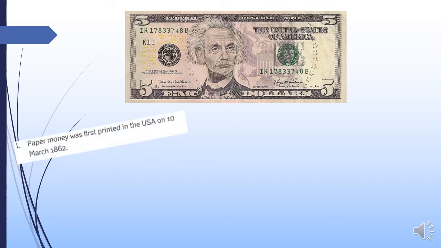Paper money was first printed in the USA on the 10th of March 1862. This is a caricature of the paper money. But the picture you see, again, is worthless. Its worth is at the bank. So, history of credit.